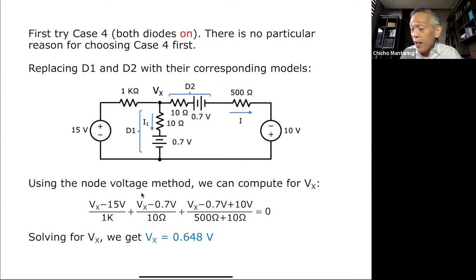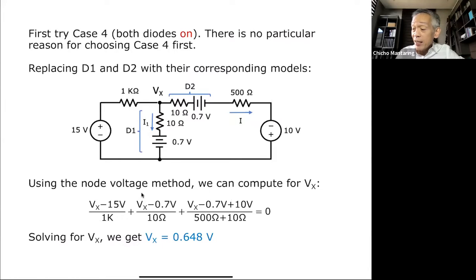So I compute for Vx. I'm going to get Vx is 0.648 volts. Okay, so what's my next step now? My next step, I want to validate whether this is really conducting. And for me to validate that, you remember under the first method, I compute for the current of D1, which is I1, and I check whether that current is going to be positive or negative.